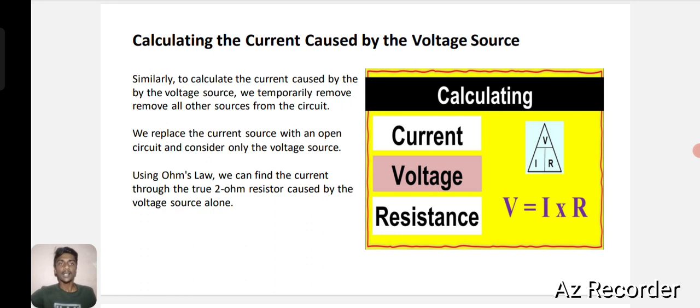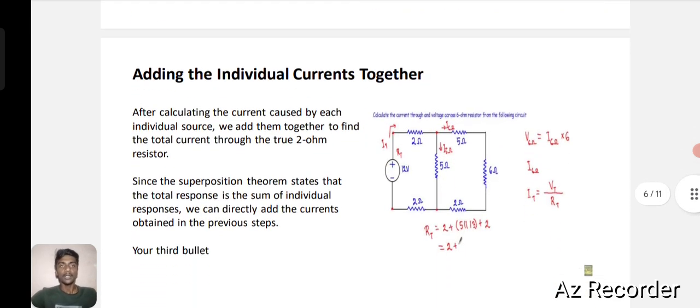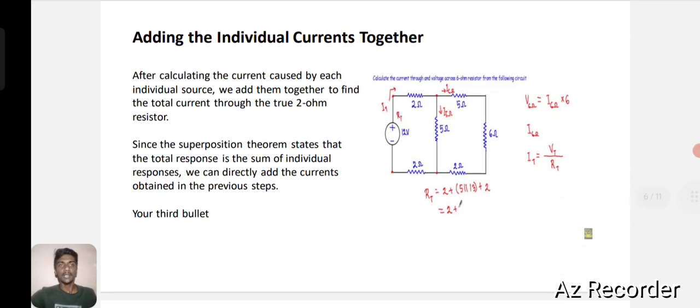Next slide is calculating the current caused by the voltage source. Similarly, to calculate the current caused by the voltage source, we temporarily remove all other sources from the circuit. We replace the current source with an open circuit and consider only the voltage source. Using Ohm's law, we can find the current through the 2 ohm resistor caused by the voltage source. The current formula is I equals V by R. To find the voltage, V equals I into R.